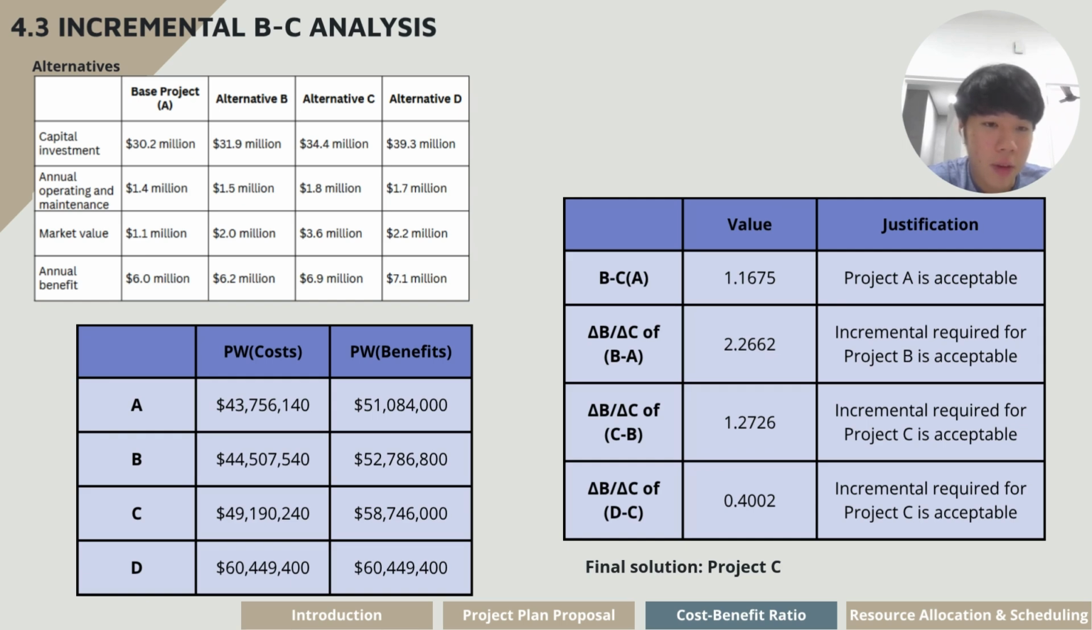We first calculate the benefit to cost ratio for alternative A, and the value is more than 1, which means project A is acceptable. We then calculate the delta of benefits over the delta of cost for B to A, and it is also larger than 1, which means the increment required for project B is acceptable. We do the same thing for C to B, and C is also acceptable, meaning it is better than B. The last one is for D to C, for the delta B over delta C ratio, and we find out that alternative D is actually worse, or not better than C. And so our final solution will be project C.